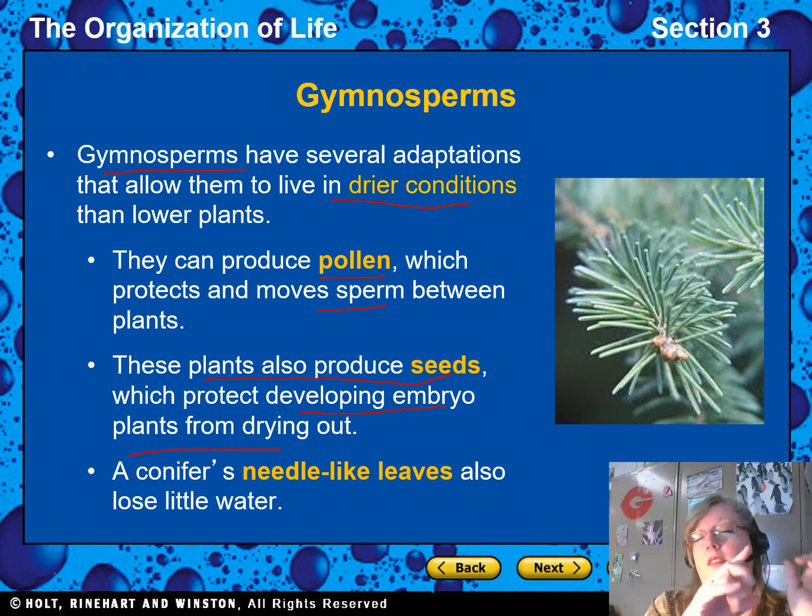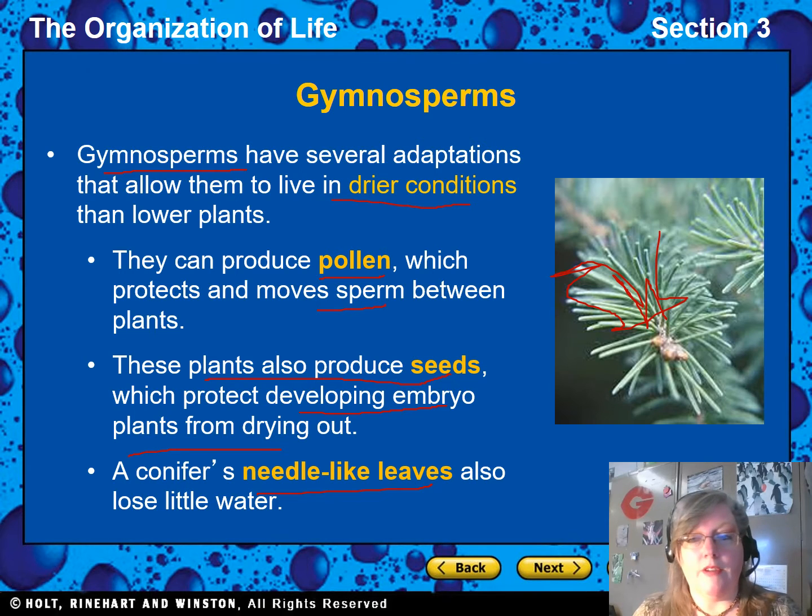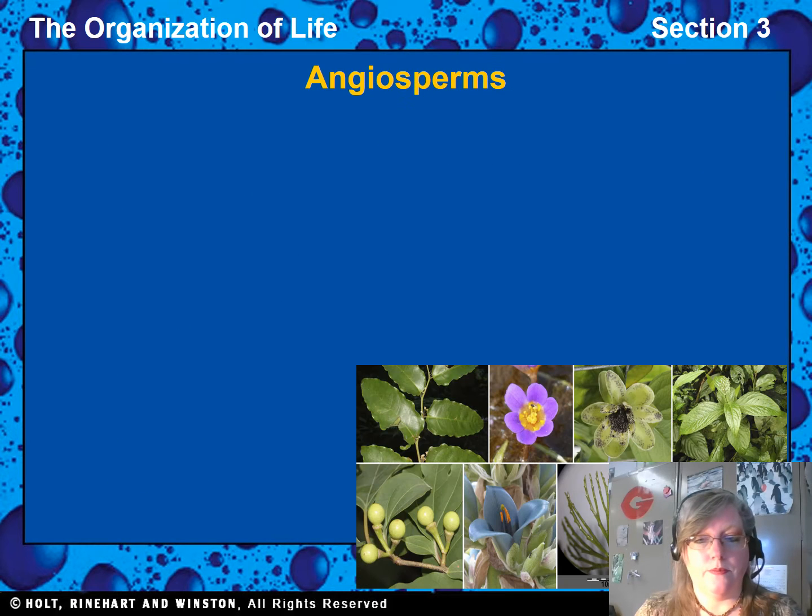Because spores can dry out easily, now that we have seeds, they have a casing to prevent the baby plant from drying out. And the conifers' needle-like leaves also mean water almost can't escape, so they don't lose too much water, and therefore they can live in drier places. Then think about the mosses and the ferns. They have to live in very, very wet places. Well, with the gymnosperms, now all of a sudden plants can live in drier and drier places.